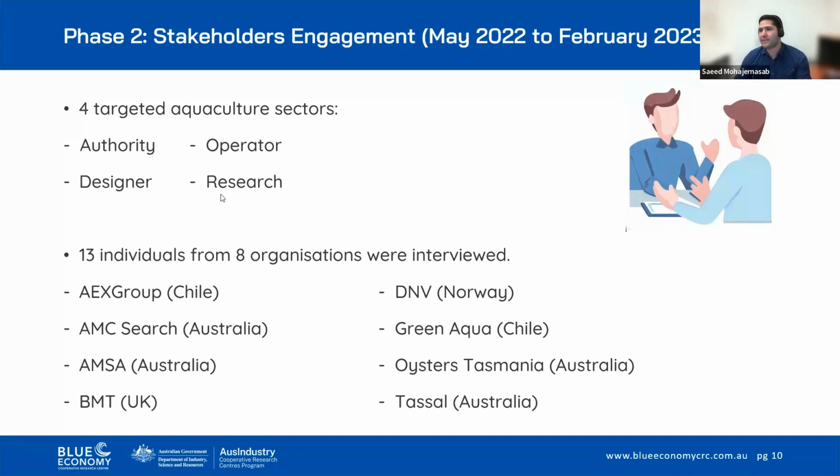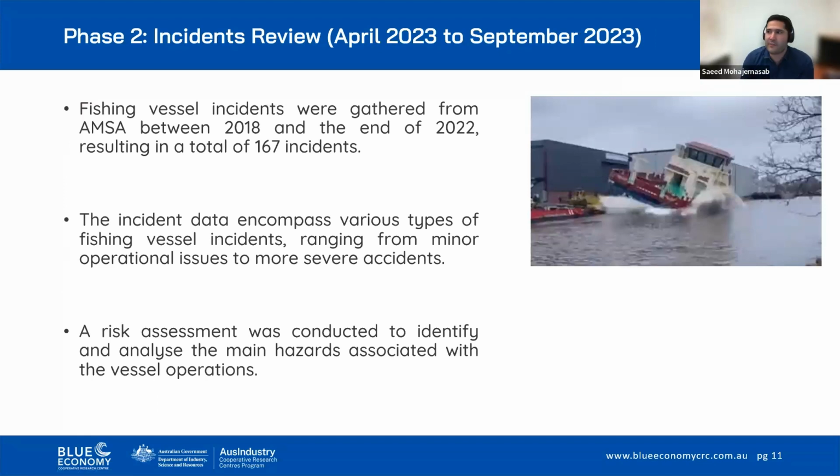In the second part of phase 2, we did an incidents review. We examined fishing vessel incidents reported on the monthly AMSA website from 2018 to 2022, totaling 167 incidents. I should mention that these incidents were categorized as fishing vessel incidents, but since at the moment aquaculture vessels are also classified as fishing vessels, we still included them in our assessments.